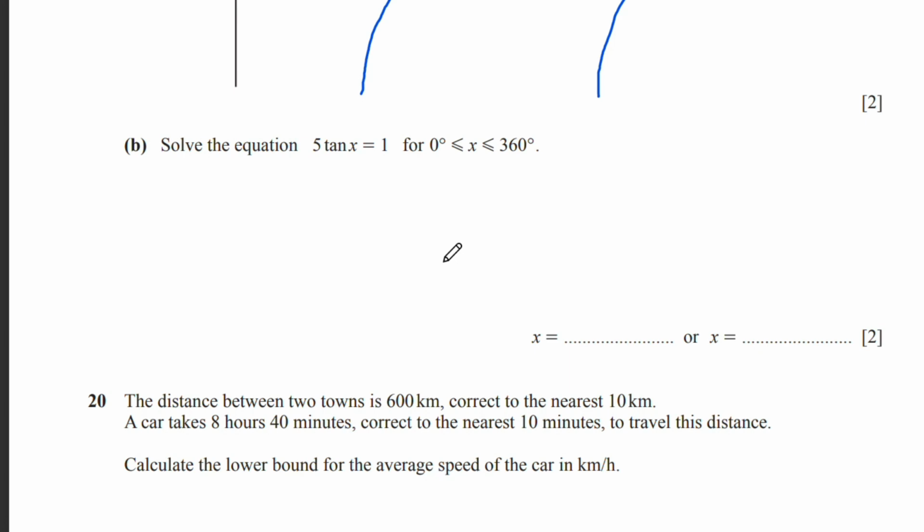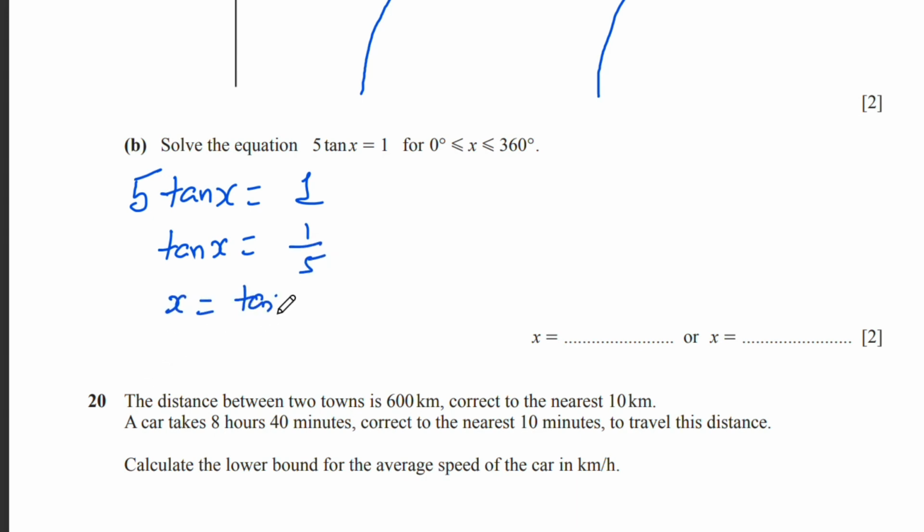Solve the equation 5 tan x equals 1 for x. See again, x is from 0 to 360, so I'll explain that later. So now starting with the equation 5 tan x equals 1. So tan x is 1 by 5. So x will be tan inverse 1 by 5. Substituting this in the calculator, the value is 11.31 degrees.